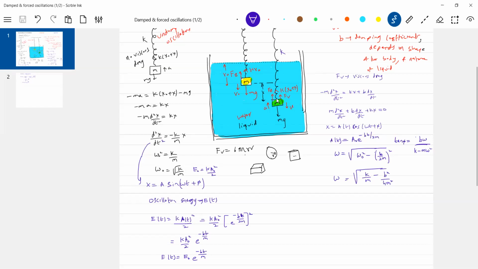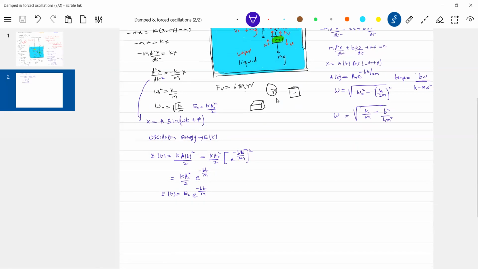So what is E of t? What is E naught? E of t is the oscillation energy at time t, and E naught is the initial energy. Let me define these terms, because every quantity we should know. What is E of t? Oscillation energy at time t. What is E naught?